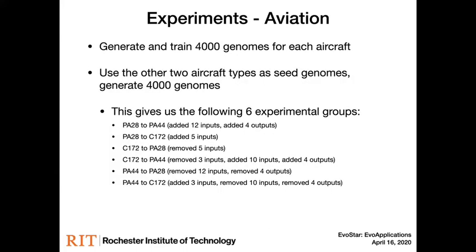So the experiments we ran, we generated and trained 4,000 genomes for each aircraft, just starting with the minimal connected network. We would use these as the source genomes and transfer to the other 2 aircraft, which gives us 6 experimental groups. And it's worth noting that anything that involves the PA-44, the 2-engine aircraft, has the most inputs and outputs removed.